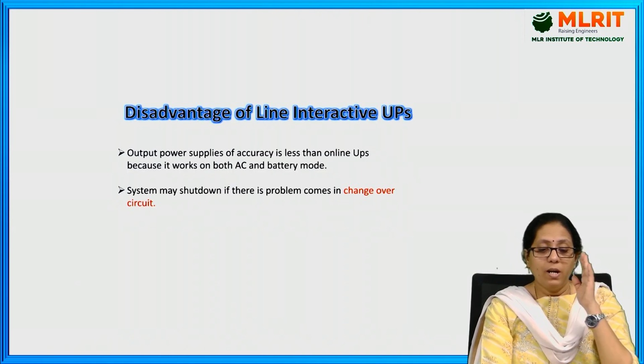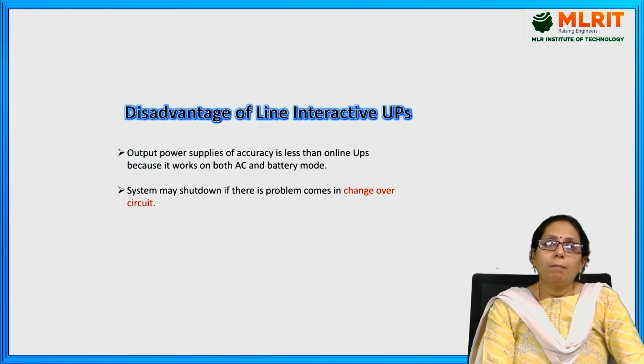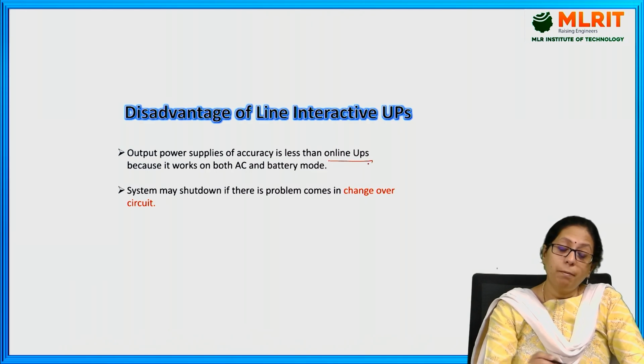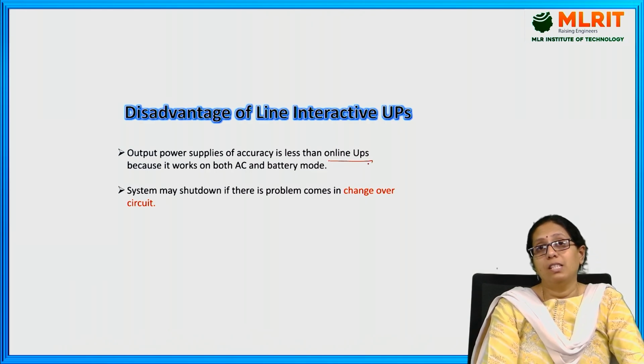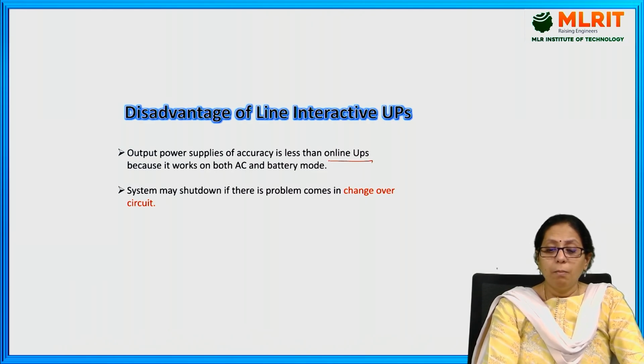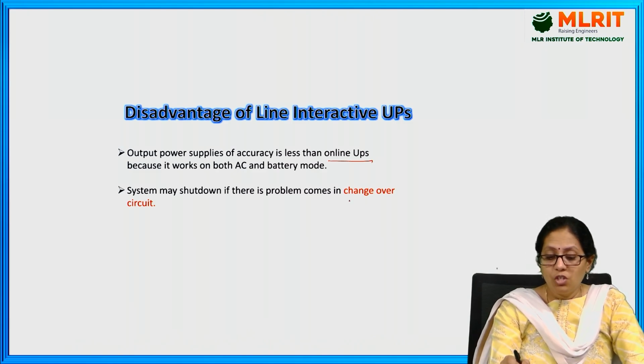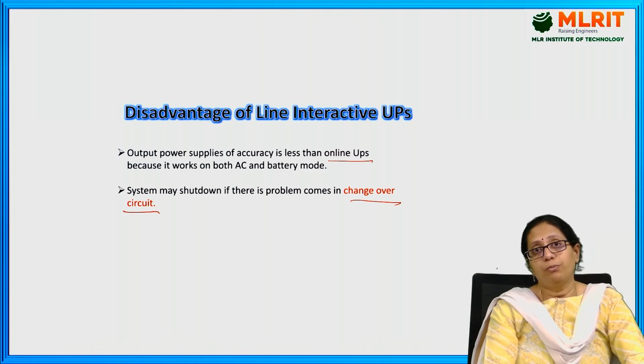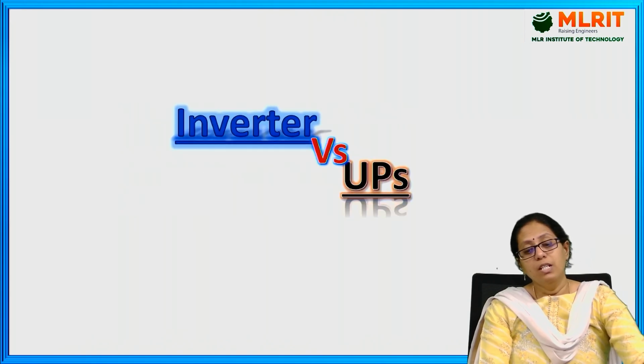What are the disadvantages? The output power accuracy is less than the online UPS. When compared to online, the accuracy is less, and the system may shut down if there is a problem with the changeover circuit. If any problem occurs in the changeover circuit, when changing from offline mode to online mode, the system may shut down. So these are the disadvantages.